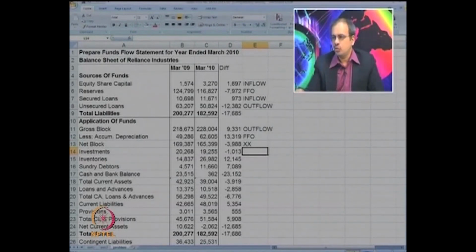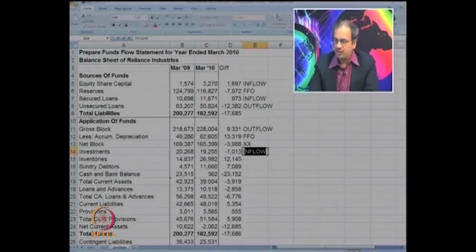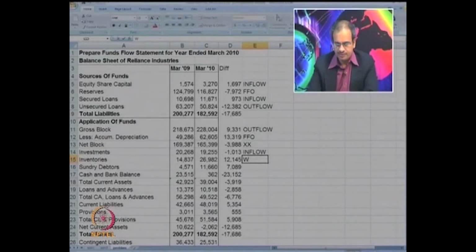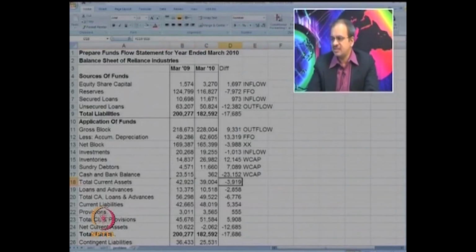Investment, you can see the investment balance has decreased from 20 to 19. So, it is an inflow, the money must have come in from sale of investments. Inventories, that means the closing stock, the balance has increased, it is a working capital item. So, I will mark it as working capital or W cap. Sundry debtors, again it is a working capital item. Cash, again it is a working capital item. So, whatever is a current asset and liability, we are going to mark separately. Total current assets, it is nothing, we have already considered these assets separately.